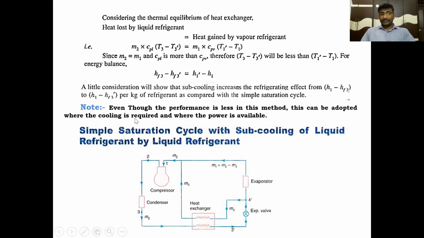Like this, we can subcool the liquid refrigerant by using the vapor refrigerant. Similar to that, the fourth method to increase the performance is the simple saturation cycle with subcooling of liquid refrigerant, not by the vapor refrigerant.